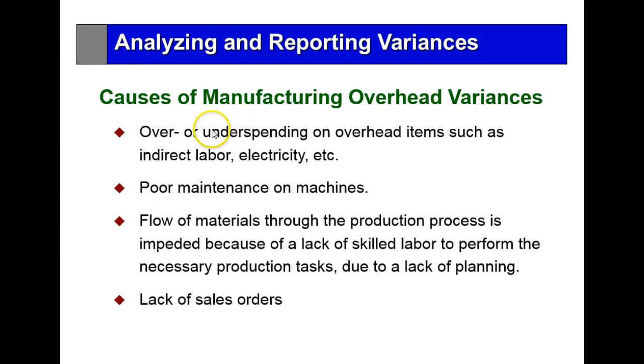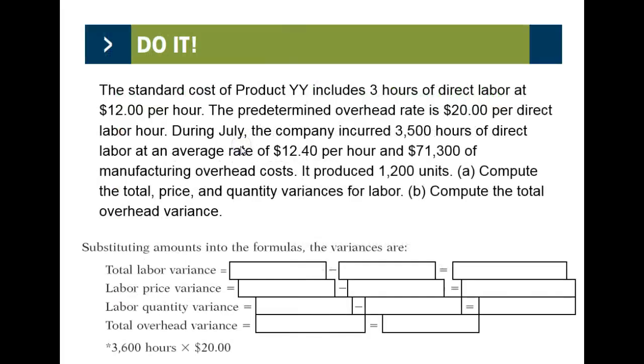Why would manufacturing variances be different than the standard? Overspending or underspending, maintenance on the machines is poor, or maybe we just don't have the business that we would have desired to have.